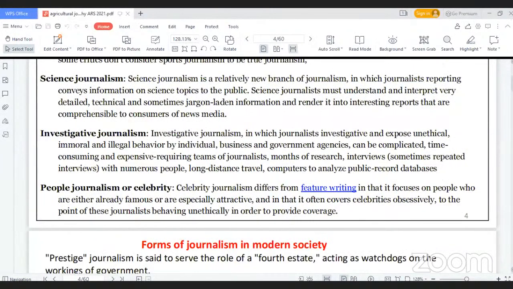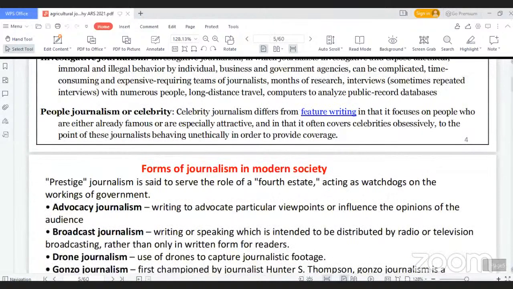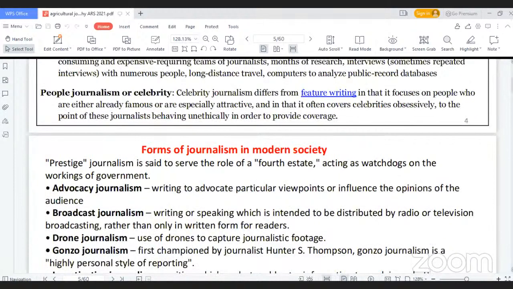Then people journalism, generally journalism related to celebrities, maybe Bollywood heroes and heroines, or any renowned person. This journalism covers some renowned or popular person. That's why it is known as people journalism or popular journalism. There are also other forms of journalism in modern society. Generally, prestige journalism. That's why journalism acts as the fourth estate.